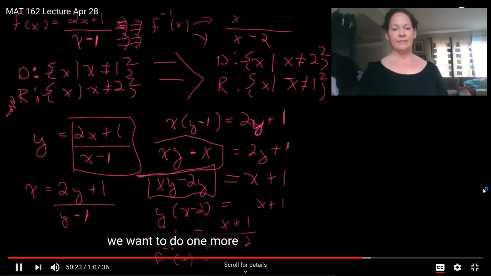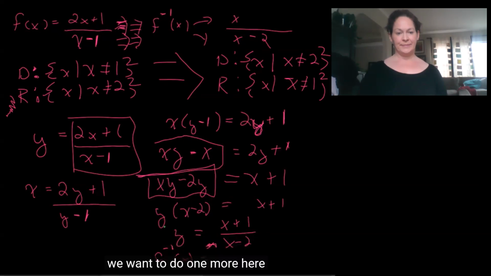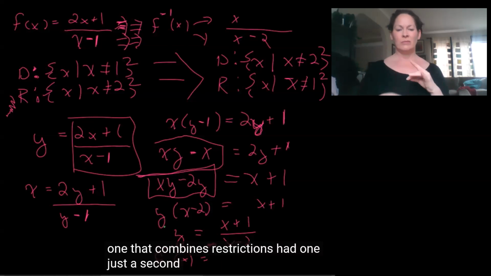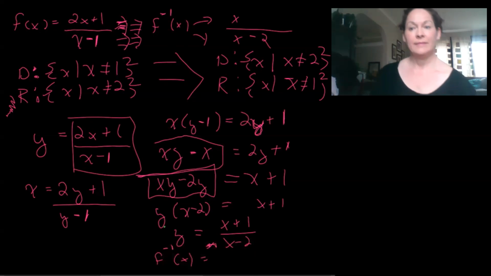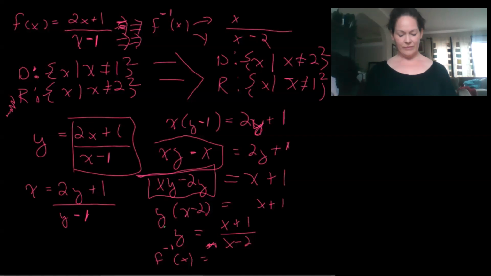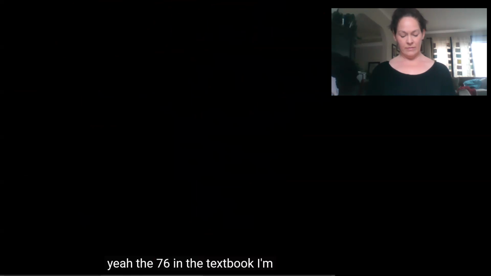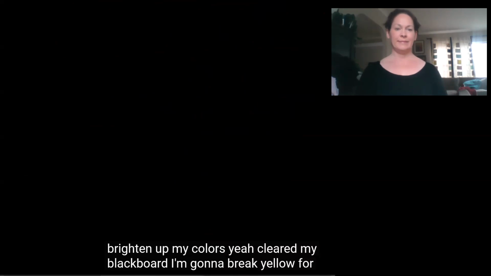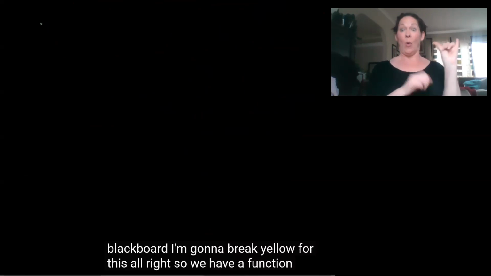We want to do one more here. I want to do one that combines restrictions. I had one just a second ago and I lost it. It was a fraction. This is number 76 in the textbook. I'm going to brighten up my colors. I cleared my blackboard, and I'm going to go bright yellow for this. All right, so we have a function.